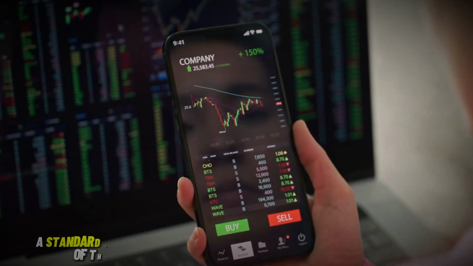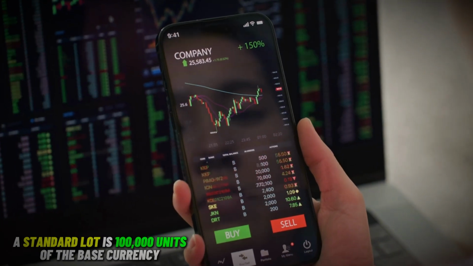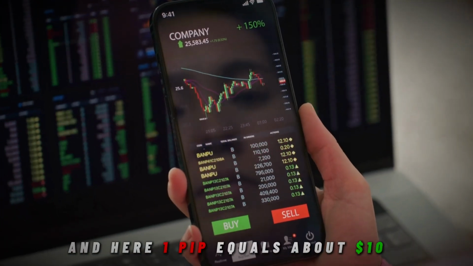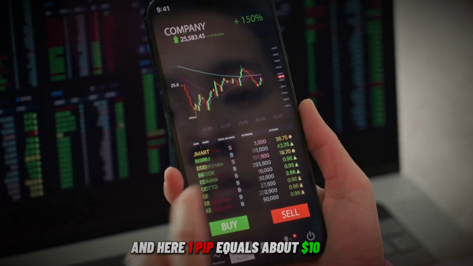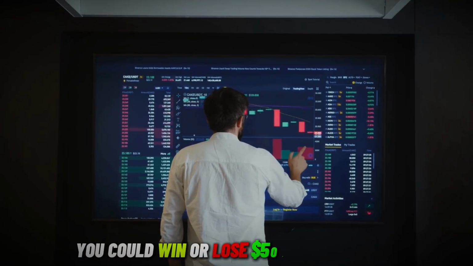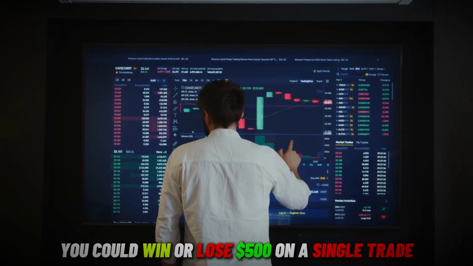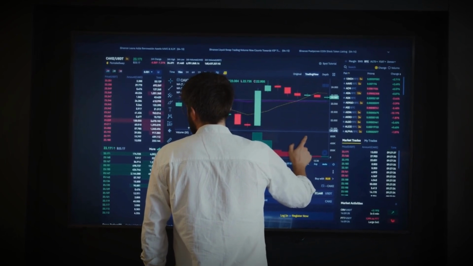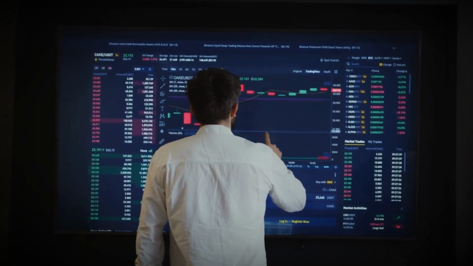Standard lot explained. A standard lot is 100,000 units of the base currency, and here 1 pip equals about $10. That means if EUR/USD moves 50 pips, you could win or lose $500 on a single trade. Standard lots offer high profit potential, but also come with high risk.